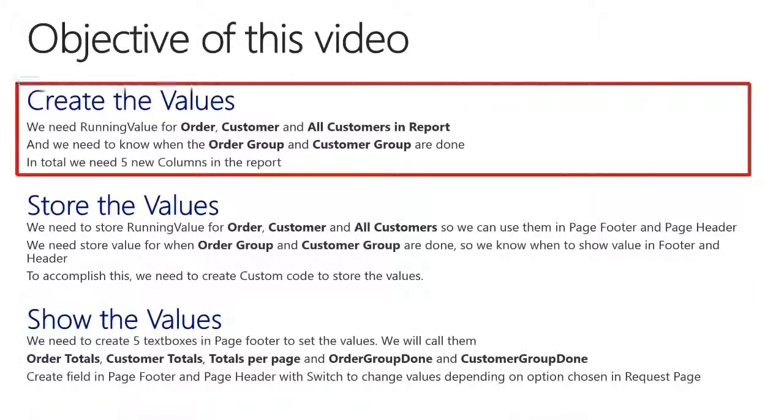For creating the values, we need the running value for the order, customer, and all customers in the report. And we need to know when the order group and the customer groups are done. In total, we need 5 new columns in the report to accomplish this.